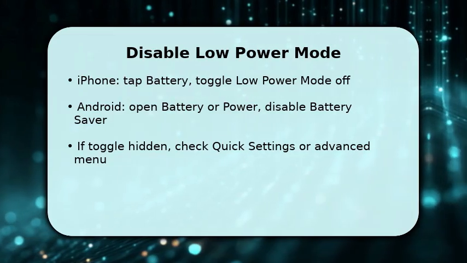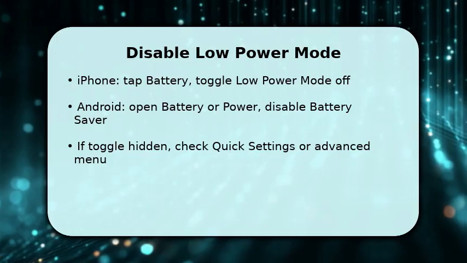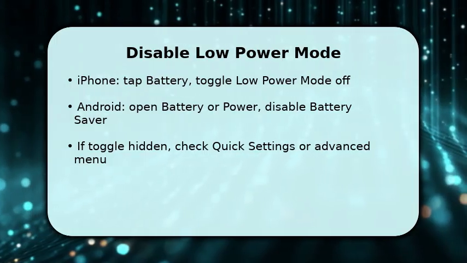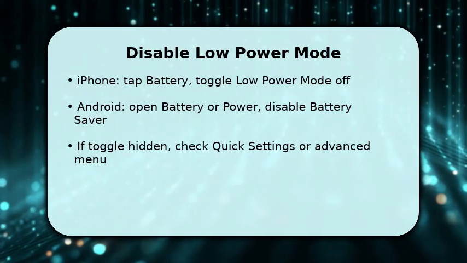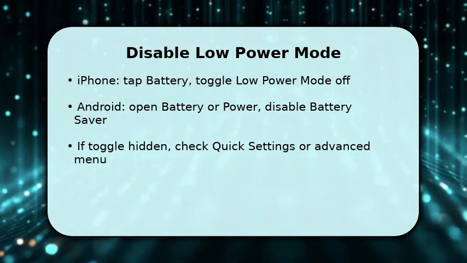On Android, open Battery or Power and toggle Battery Saver off, or expand Quick Settings and tap the Saver icon. Once switched, the system restores background activity and performance settings. Make sure to wait a few seconds so apps resume normal behavior.